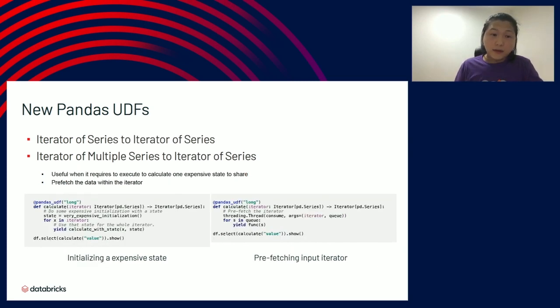These two iterator-supporting Pandas UDFs are actually pretty useful, especially when you have an expensive computation and want one state to share. The example on the left side computes an expensive initialization and then uses it for the whole iterator process. This could be a common case in machine learning when you, for instance, load some model. Another example is prefetching: you can consume the input iterator in a different thread to save IO waits, and then compute the output in the main thread. It could improve the performance of your Pandas UDF.